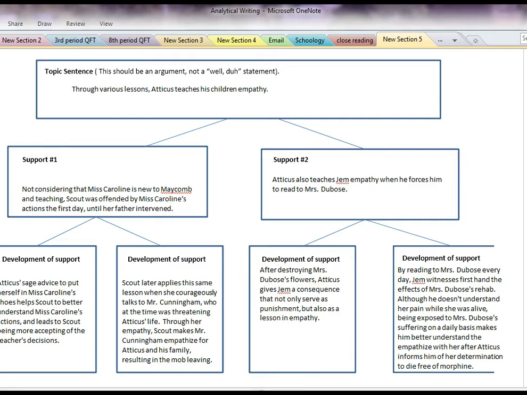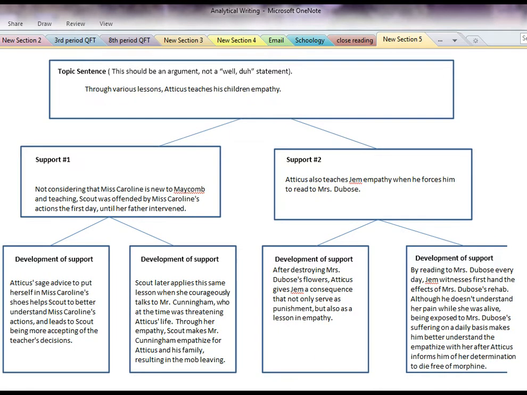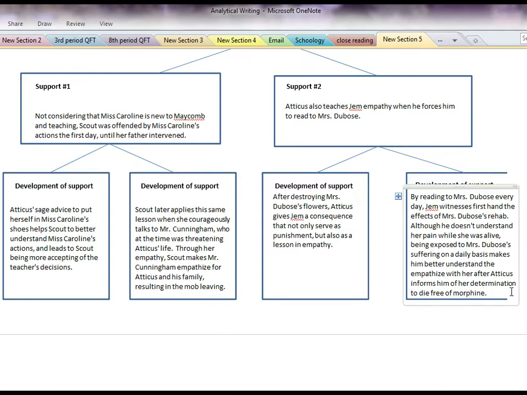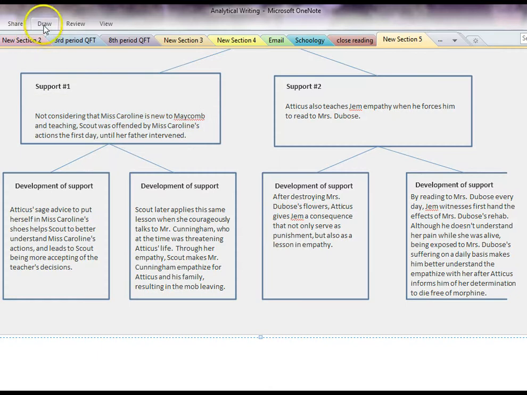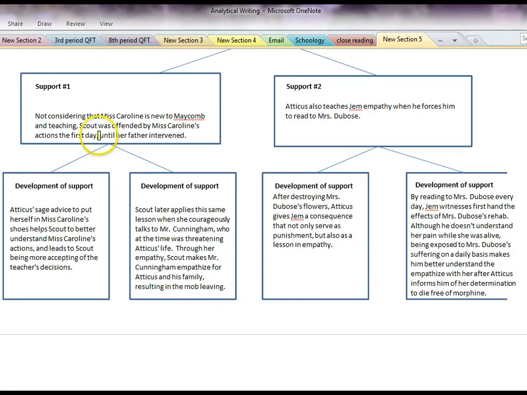So my first support is going to be Scout. And the example I have here is, not considering that Miss Caroline is new to Maycomb and teaching, Scout was offended by Miss Caroline's actions the first day until her father intervened. Now, if I left this simply as this part, it would be plot. I'd just be saying Scout was offended by Miss Caroline's actions. It's the second part, this element about Atticus, that's tying it back to the thesis and making it argumentative. Until her father intervened, Scout was offended.